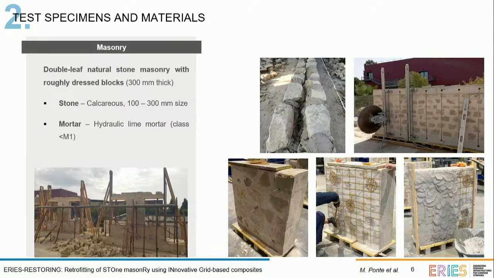The masonry used was a double-leaf natural stone masonry with roughly dressed blocks, approximately 30 centimeters thick. The stone was calcareous and the mortar was hydraulic lime mortar. The masonry was built in order to represent the historical structures in the Mediterranean countries. You can see here the construction of the full-scale specimens, but also of the characterization specimens.